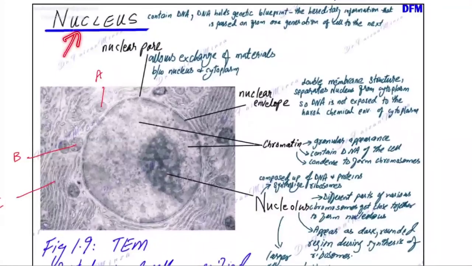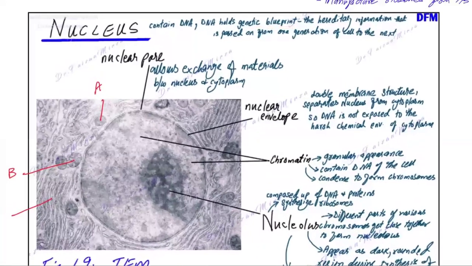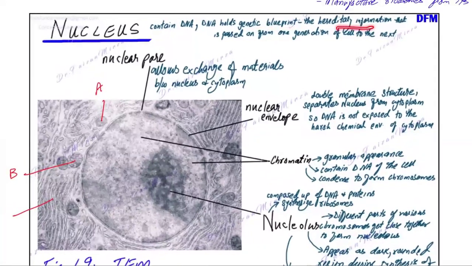What's the function of the nucleus? Your nucleus basically contains your DNA, and DNA holds the genetic blueprint and the hereditary information for an organism. And this information is passed on from one generation of the cell to the next generation of the cell during cell division. If you look at the nucleus, we see the nuclear envelope, and the nuclear envelope can be seen very clearly.